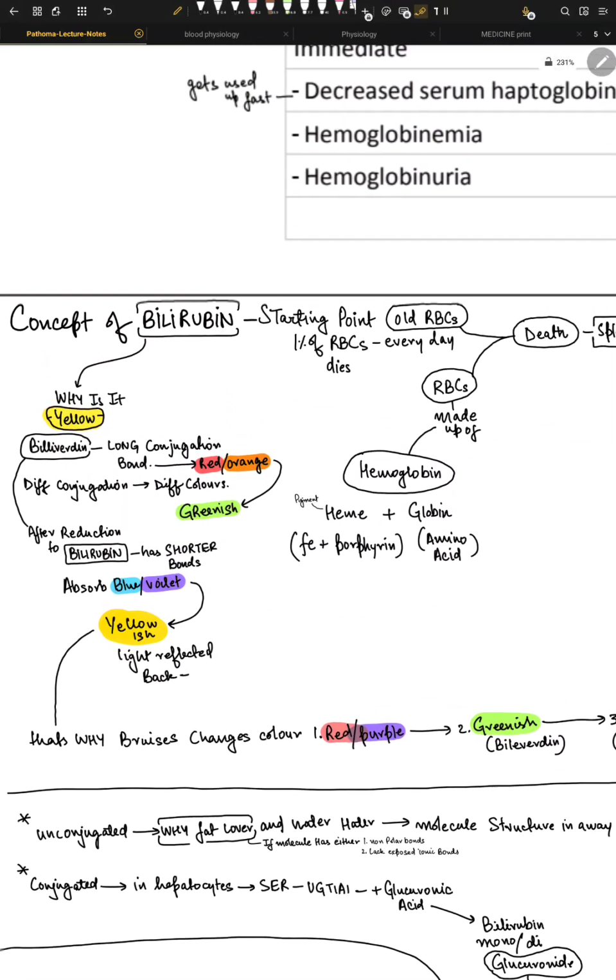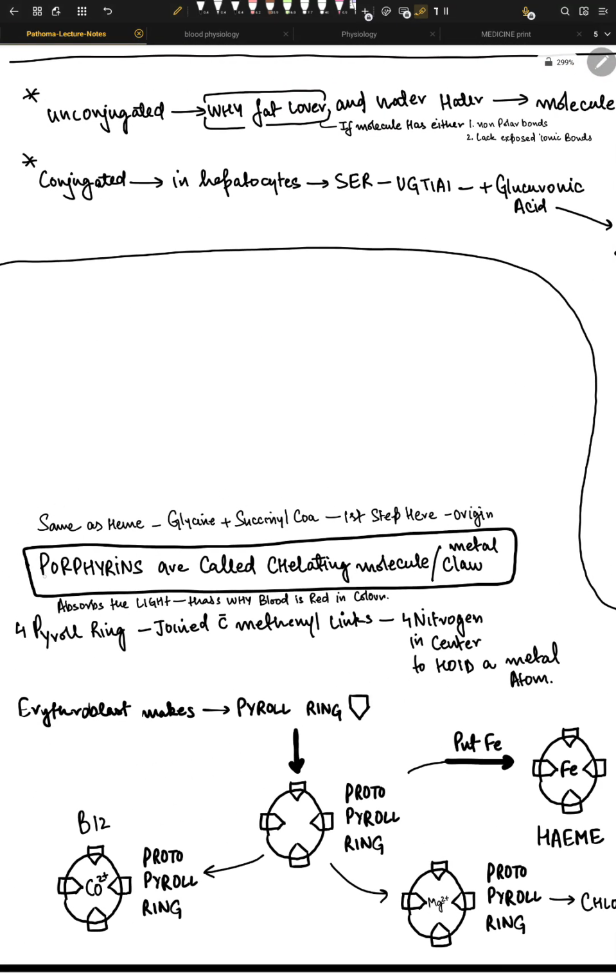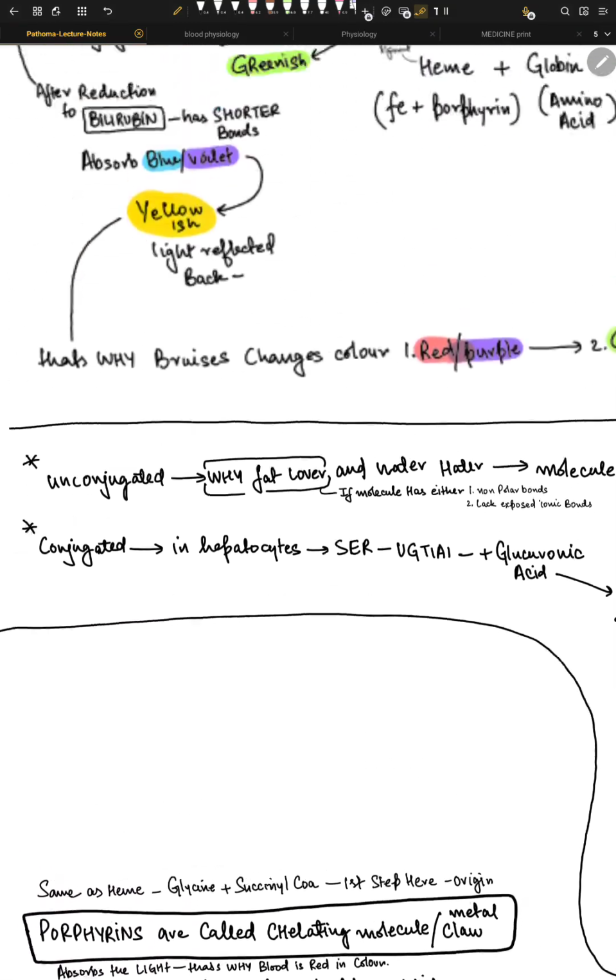Another cool thing that protoporphyrin can get is that this is the reason why we have red color in our blood. Heme is also made up of glycine and succinyl CoA. This is the first step of heme production, and this is the same production line for porphyrins as well. So glycine plus succinyl CoA can give us porphyrins. If we have problems in the synthesis of heme, usually we'll have problems with the production of porphyrins. So these things go hand in hand.